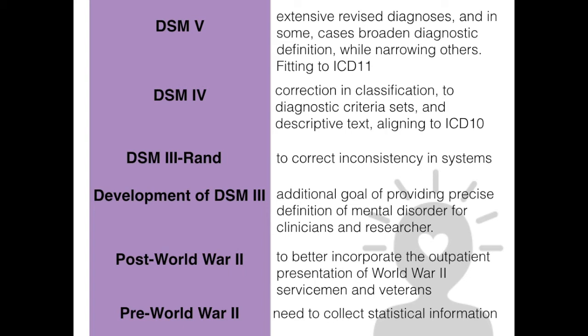A significant change in the 5th edition is the deletion of subtypes of schizophrenia, which are paranoid, disorganized, catatonic, undifferentiated, and residual. But why is DSM important?